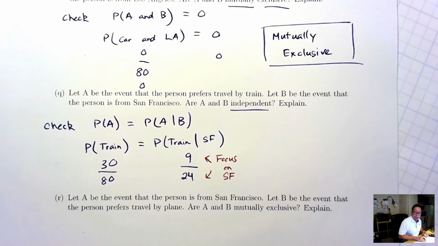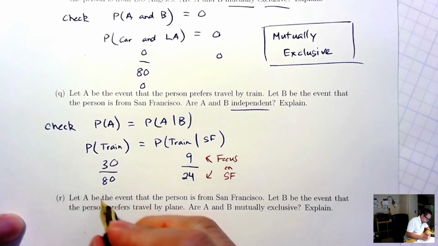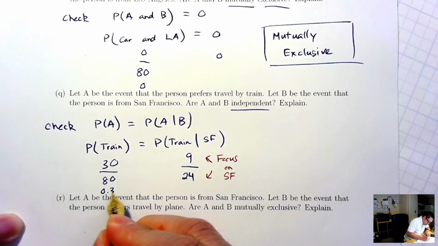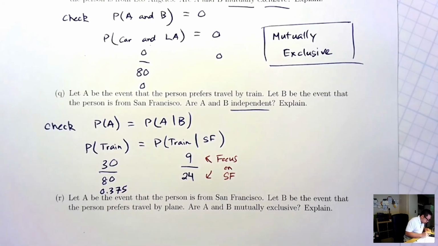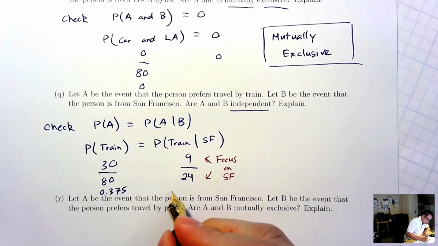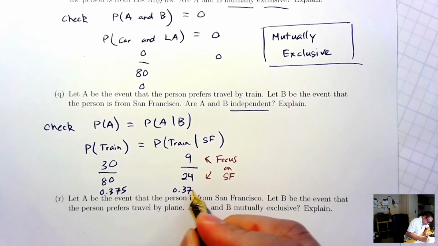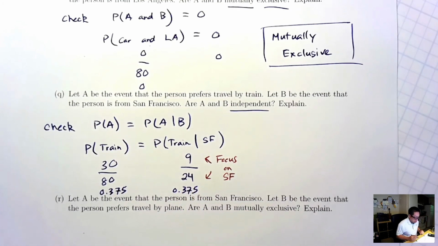Check the left, check the right, and check whether or not they're equal. So 30 over 80 is 0.375. 9 over 24, 0.375. Okay. Conclusion, they are independent.